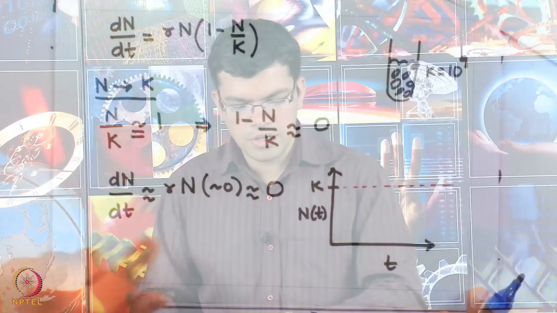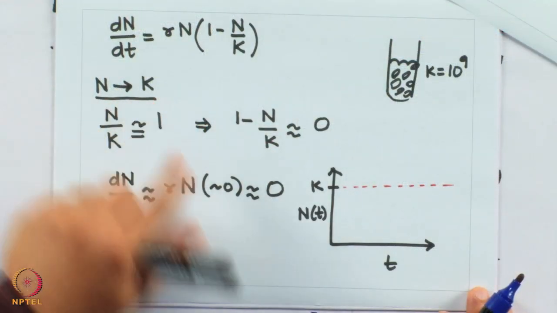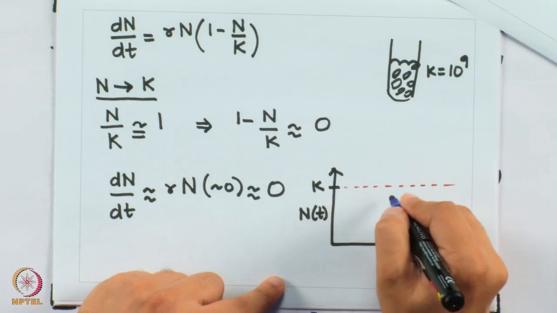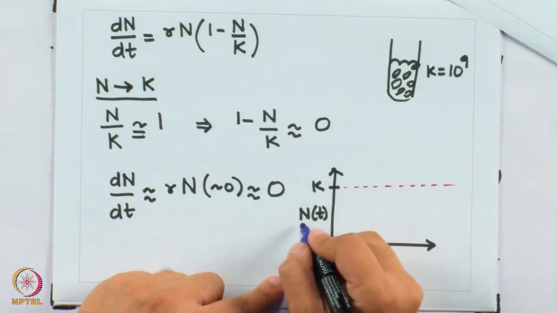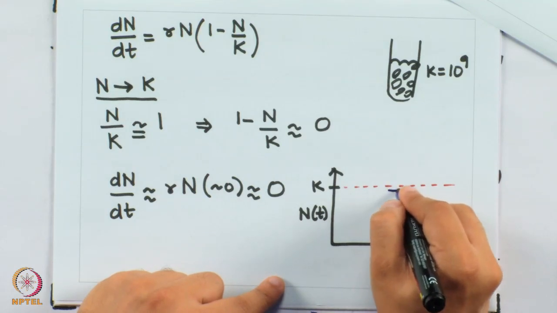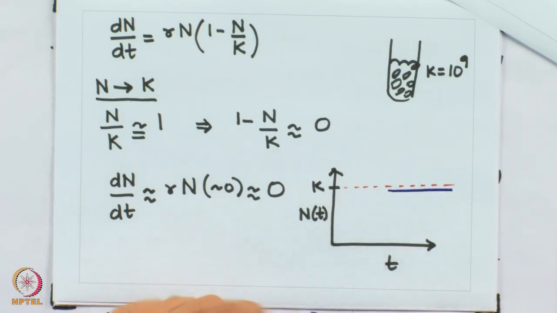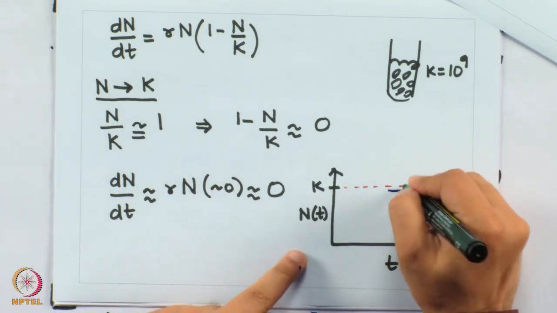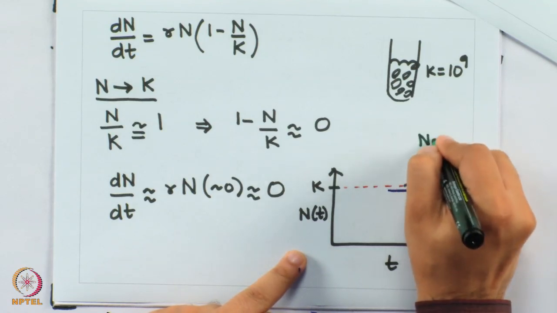If we say dN by dt is equal to 0, that means the rate of change of number of bacteria is 0 with time. That means the number of bacteria are constant, they are not changing with time. And that solution is approached when N approaches K. That means when N is approaching K, dN by dt is 0, which means N is not changing with time, and hence the profile looks something like this. So, this is my profile for the case when N approaches K.